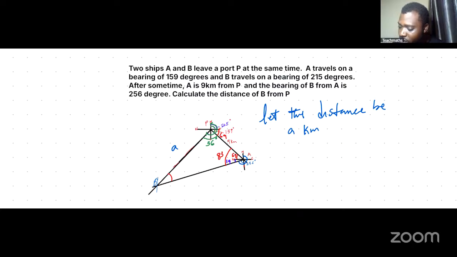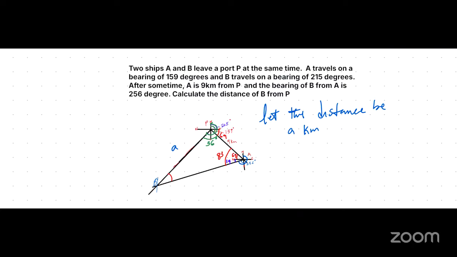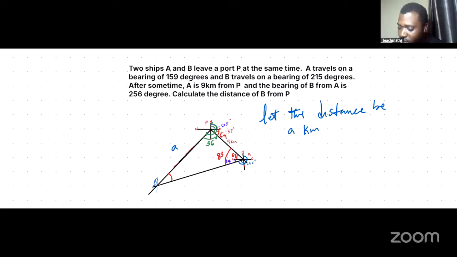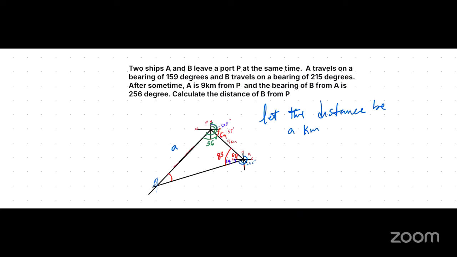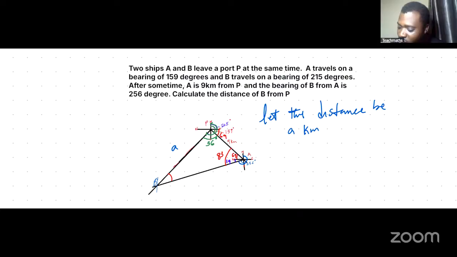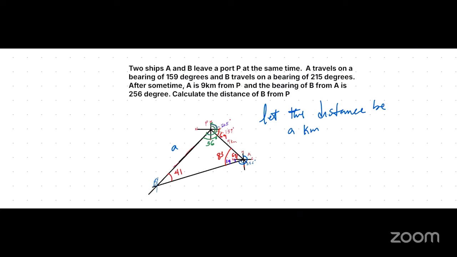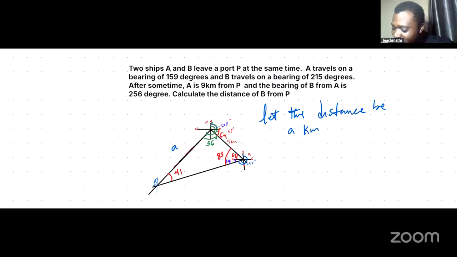Where did we find that angle? Which one? Oh, never mind. So that's 41. Well done. All right, so this is 41 degrees. Now we can begin to find the distance between P and A. So you can see all the things we have to go through just to be able to find the distance.